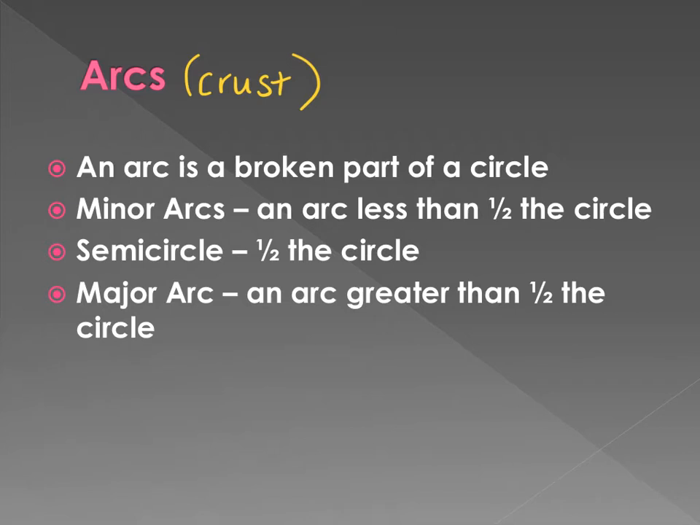There are 3 different types of arcs. Minor arcs, and if you think about minors, usually littler, right? A minor is less than half the circle. A semicircle is exactly half a circle. And a major arc is bigger than half the circle. So minor, semicircle, major. 3 different kinds.